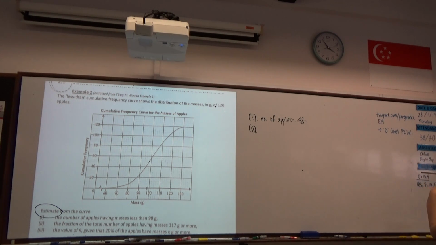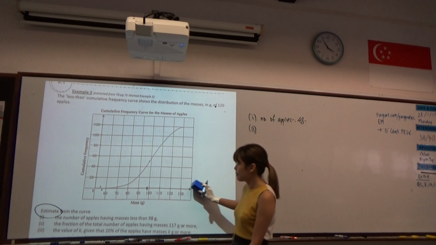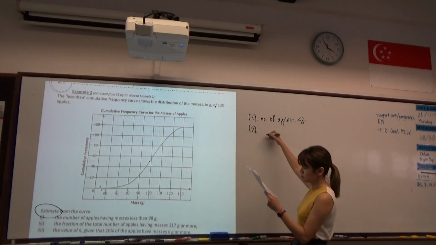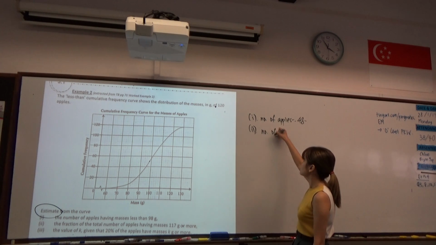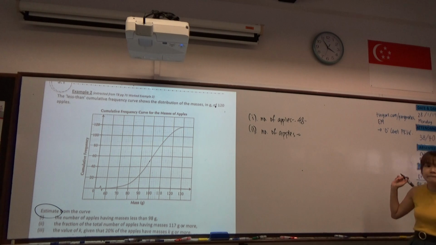Part 2, we want to estimate from the curve the fraction of the total number of apples having masses 117 grams or more. How do we find it? How many apples will actually fall under this criteria? How many apples will be 117 grams or more?